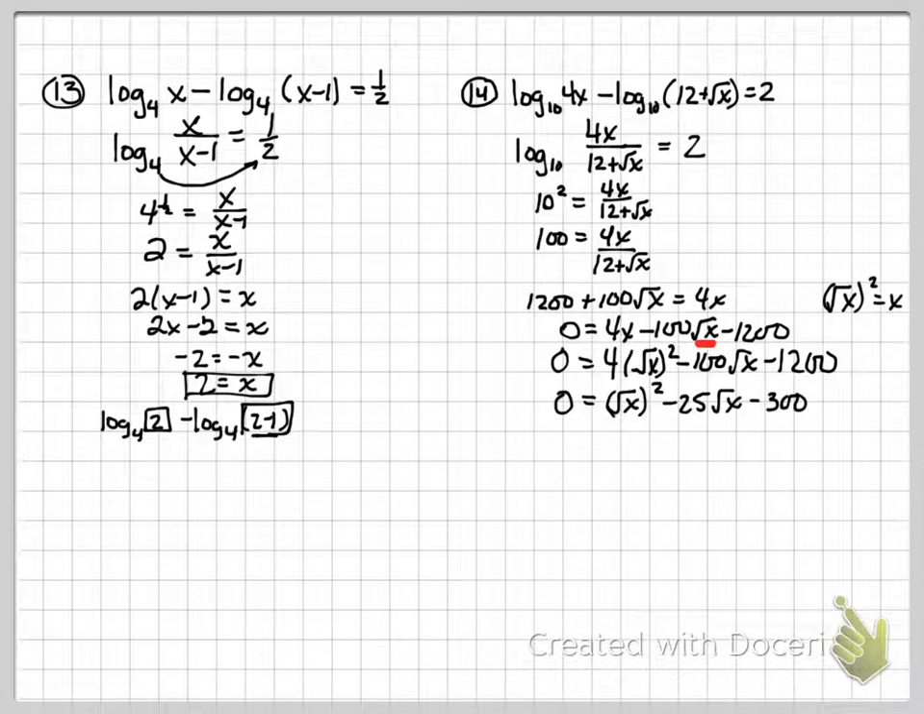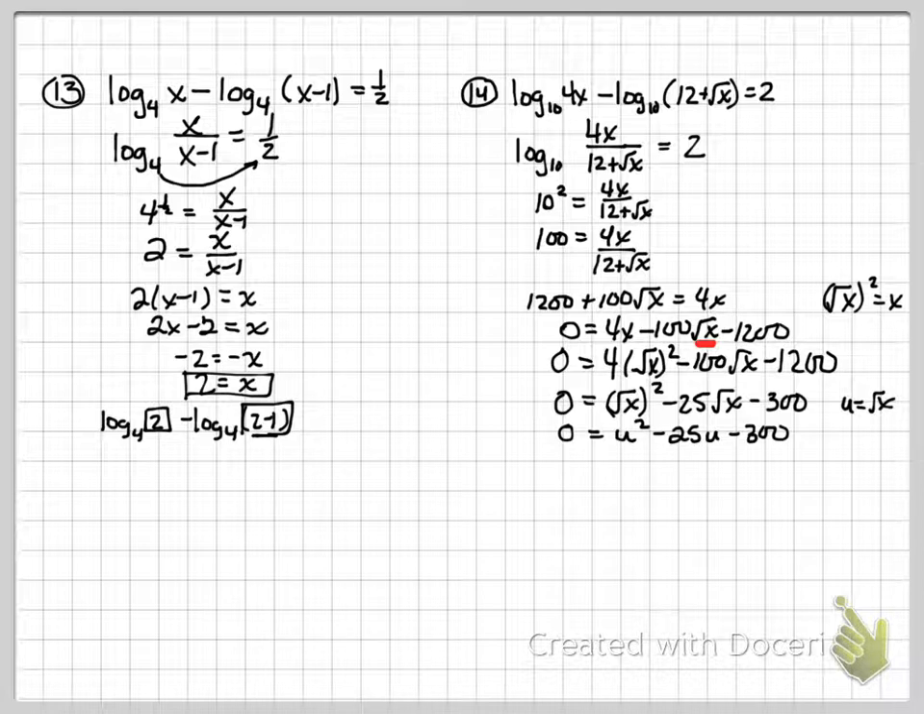Okay. Again, so now we look at factoring. And this doesn't factor. So if it confuses you to have the square root, let's put a u in there for that square root. So let's say u equals the square root of x. And that gives me, not x squared, u squared minus 25u minus 300 equals 0. And if we have something that doesn't factor, we can do the quadratic formula.